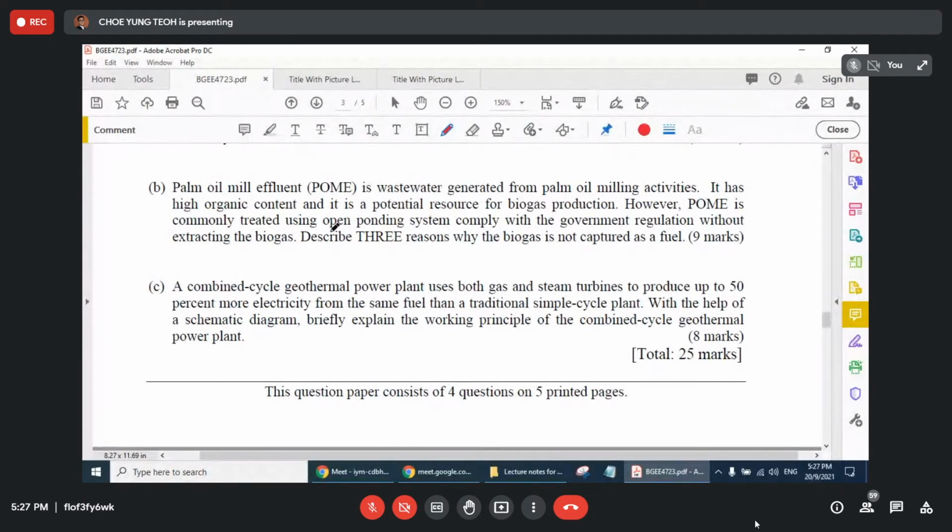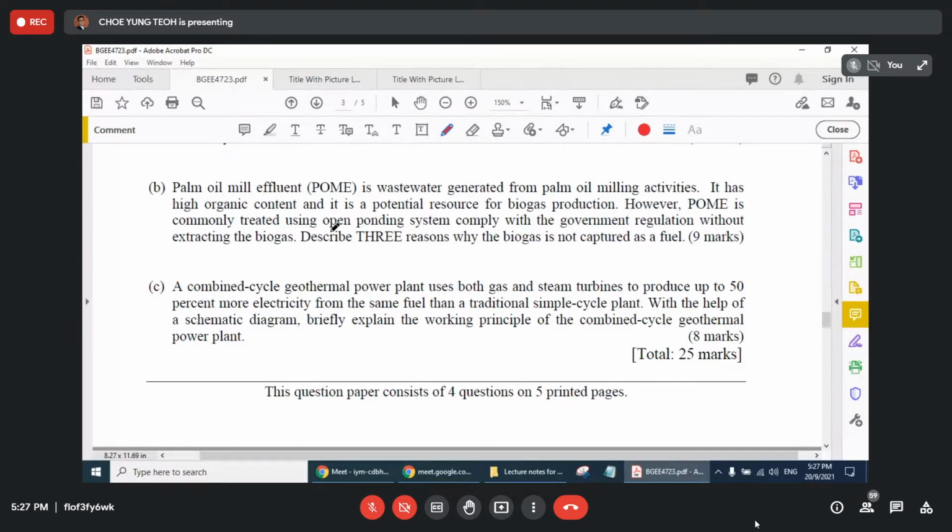Palm oil mill effluent, POME, is wastewater generated from palm oil milling activity. It has high organic content and is a potential resource for biogas production. However, POME is commonly treated using an open ponding system, complying with government regulation without extracting the biomass. Then I need your own thinking. Why is the biomass not captured as a fuel in the case of POME?